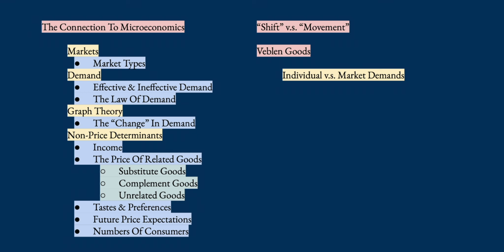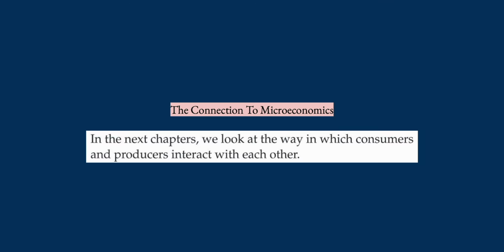Okay, so if you watched my previous video on the Introduction to Economics 1.1, you'll know that I distinguished micro and macroeconomics. Now we're going to be starting the syllabus with microeconomics and individual markets, which we'll talk about in more detail later on. But in relation to demand specifically, in the next few chapters, you will be looking at the way in which consumers and producers interact with one another.